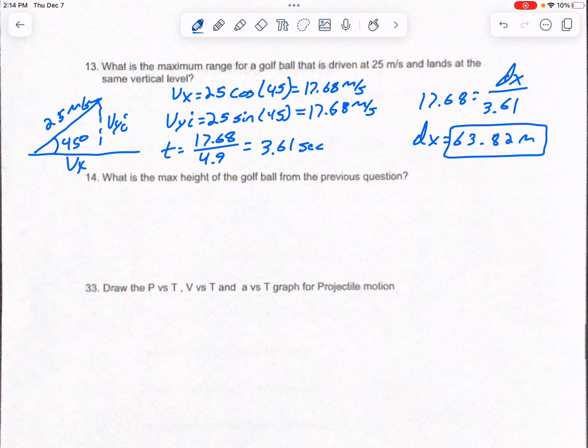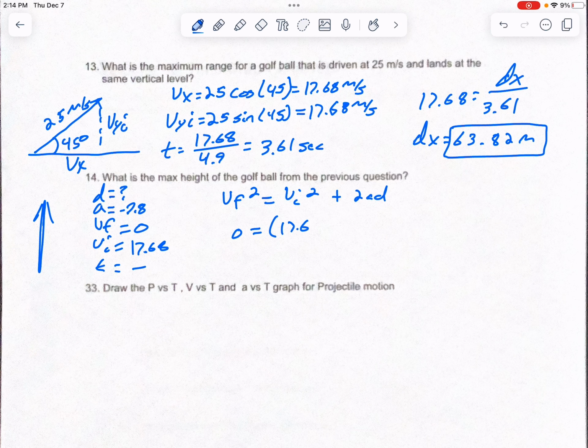So remember, height is vertical. So that means you're looking for dy. So distance would be your question mark. A would be negative 9.8. Vi is going to be 17.68. And now Vf is going to be 0 because remember the ball has to stop at the top. We're talking about purely vertical. Okay, so it has to stop at the top. So that means time did not matter, so you're going to use equation number 5. So Vf squared equals Vi squared plus 2ad. So 0 equals 17.68 squared plus 2 times negative 9.8 times d.